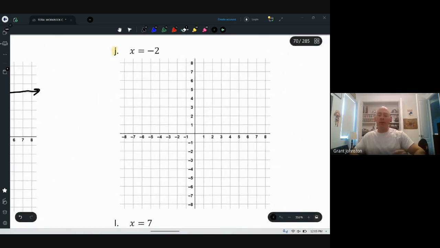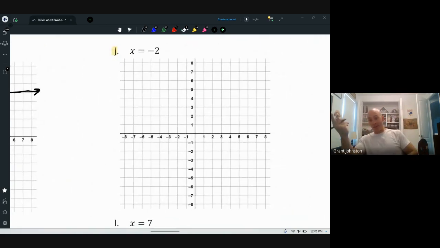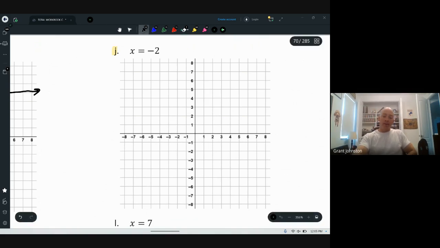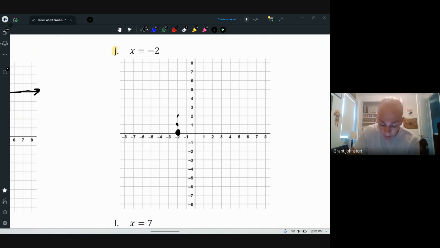X equals negative 2. Now this one's different. So to think of this, okay, where is x equals negative 2? Well, right here on our x-axis, this is where x is negative 2. Well, x is negative 2 here as well, and here as well, and here as well. X is negative 2 all along all of these points. So this is the line for x equals negative 2. And it's weird, that's actually not even a function, right? But that's the line for x equals negative 2.